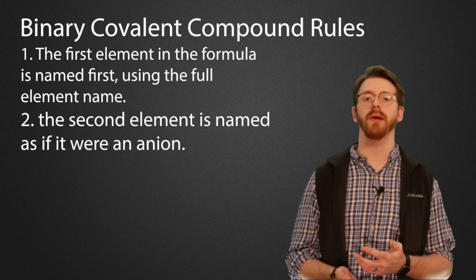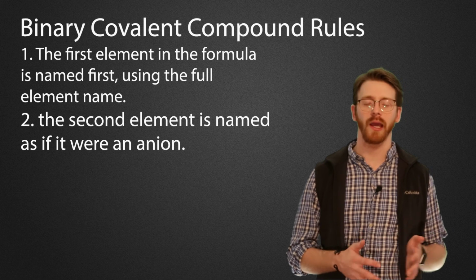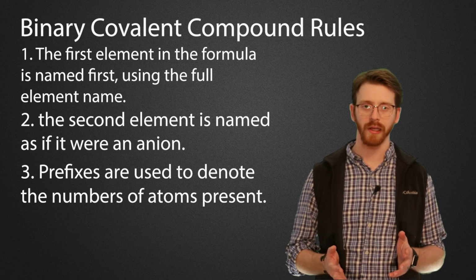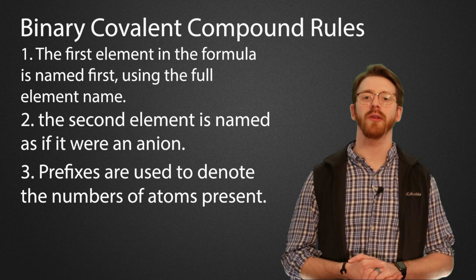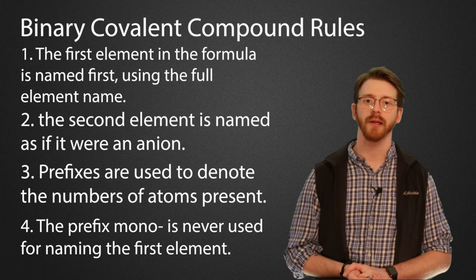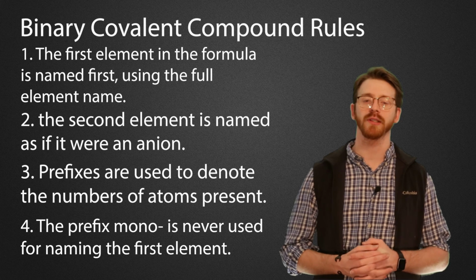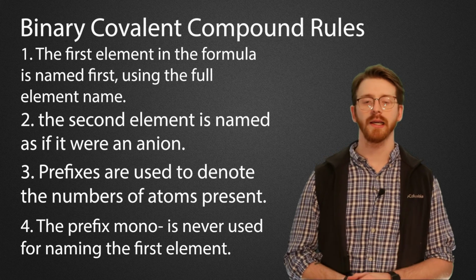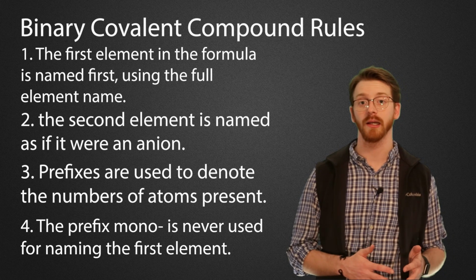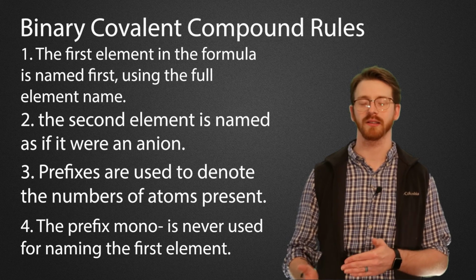2. The second element is named as if it were an anion. 3. Prefixes are used to denote the numbers of atoms present. 4. The prefix mono is never used for naming the first element. For example, CO is called carbon monoxide, not monocarbon monoxide. In order to name covalent compounds effectively, it's imperative that you memorize the prefix system.